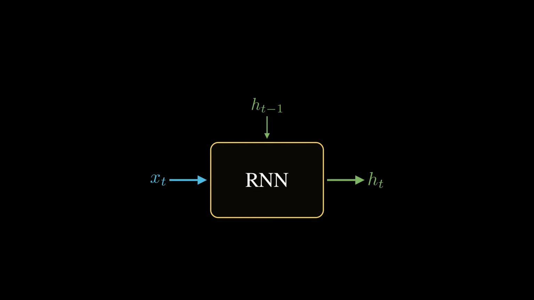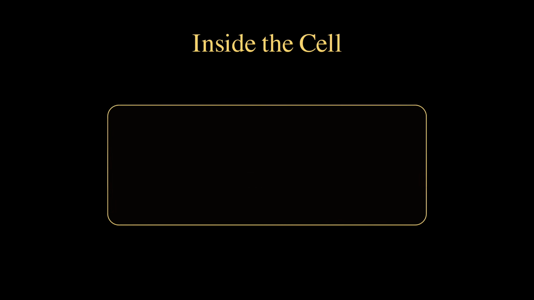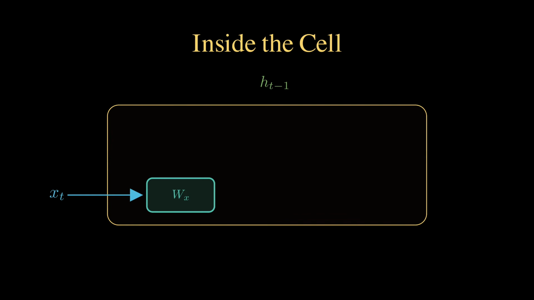So what's actually happening inside that recurrent cell? Let's open it up. First, the current input x_t gets multiplied by a weight matrix W_x. This transforms the raw input into the hidden space the network thinks in. At the same time, the previous hidden state h_{t-1} flows through its own weight matrix W_h. This is how the network filters what to keep from the past.